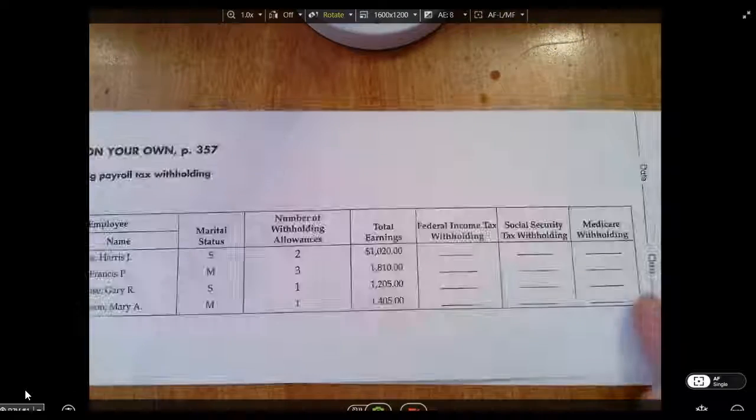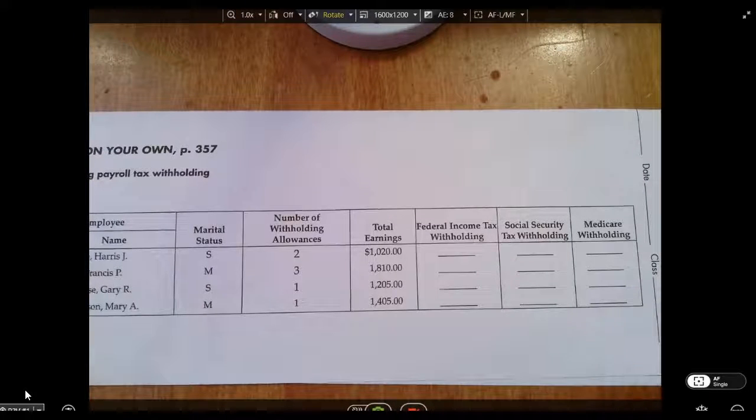Now what I want you to do is the exercise on your own on page 357. I want you to do this either in class or for homework, depending on how much time you have, and if you have any questions, maybe someone in class can help.